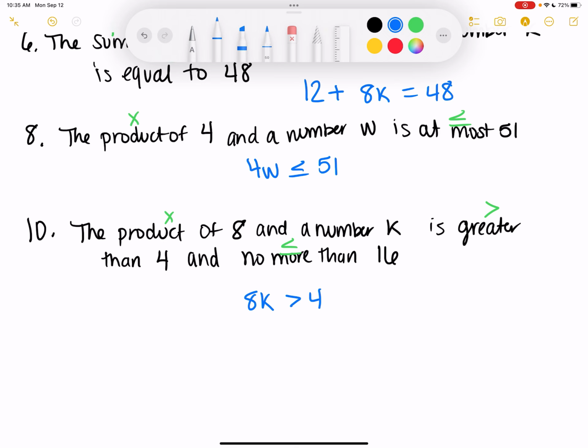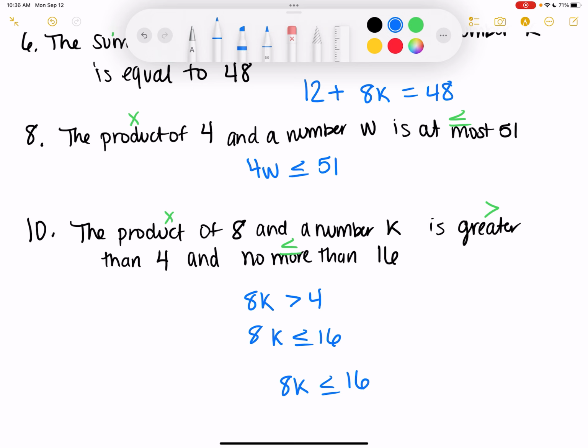Okay, and then we also know that 8k is less than or equal to 16. So what we do is we actually want to combine these into one. We need the 8k piece to be in the middle, and we want our numbers to be in order. Since 16 is the biggest number, I'm going to copy this one down. So 8k is less than or equal to 16.